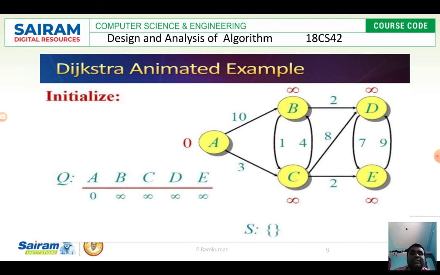Now consider this example. There are 5 vertices A, B, C, D, E.